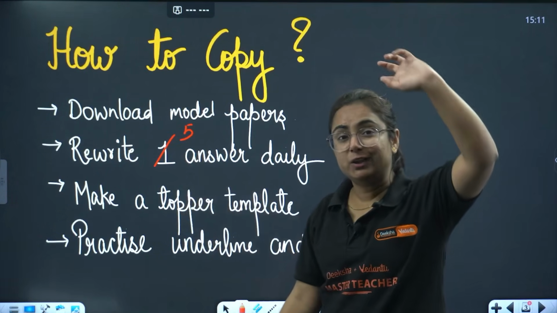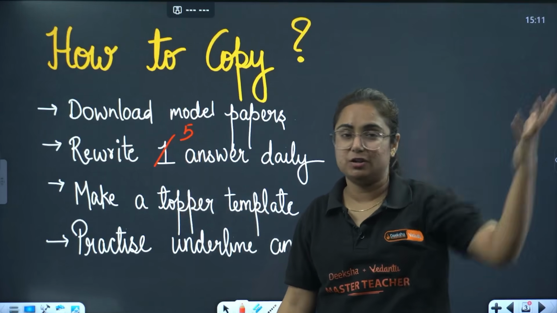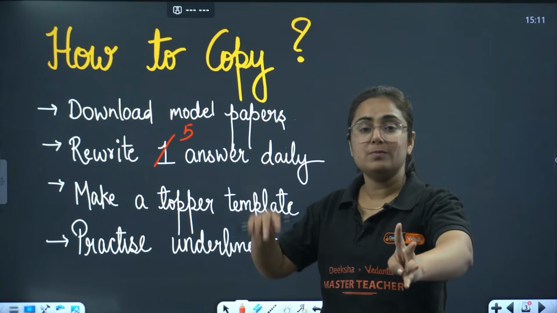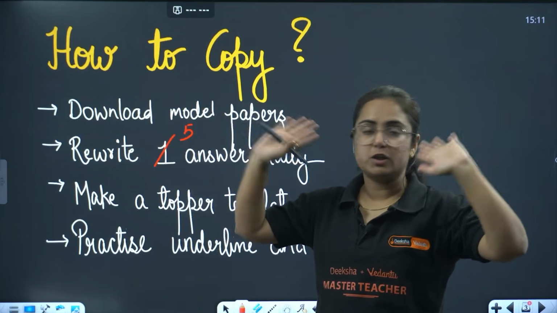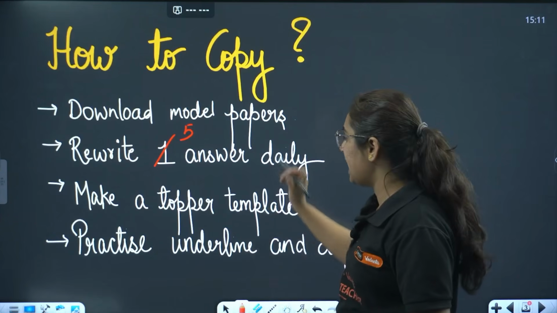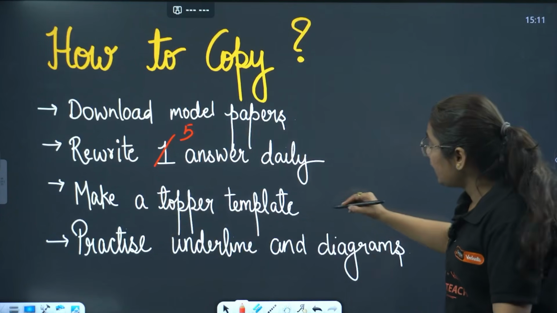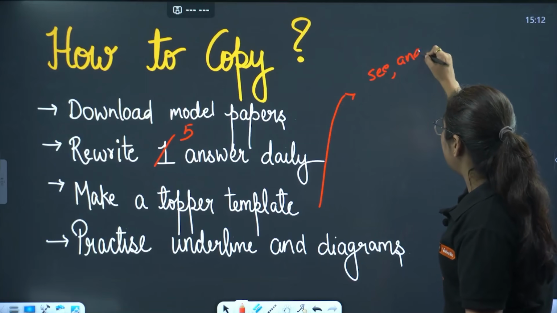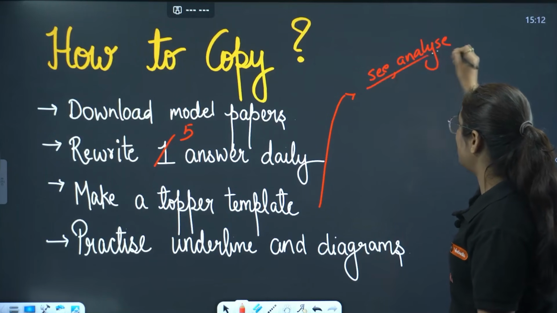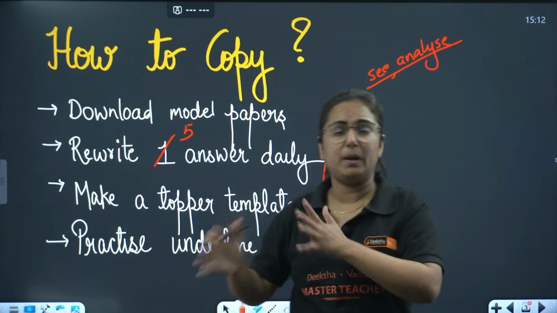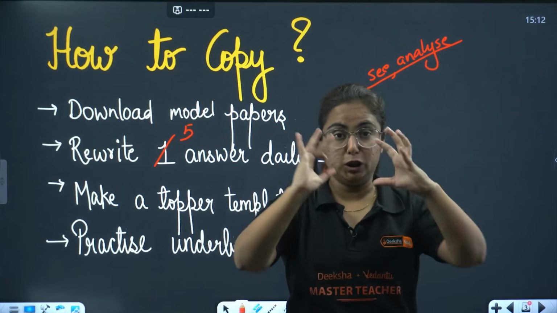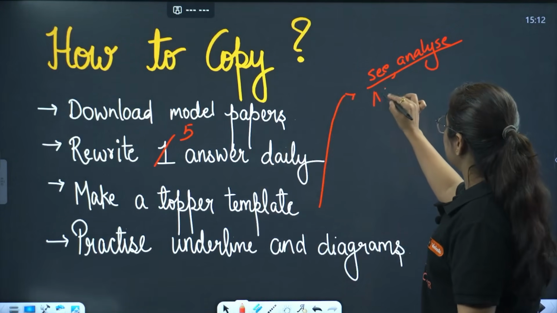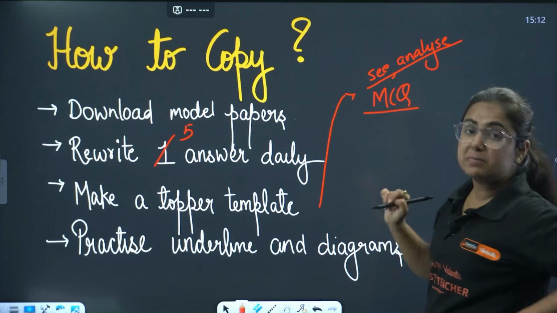This was something you needed to do at the start of the session, but now I need you to write 5 answers daily, either from science, SST or English, whatever you want. Then make a topper template. What I mean by this is, analyze a topper's copy. Now I have a suggestion: do not go for so many copies. Choose one, whichever you like, where the presentation is very good, and see what the format of that topper is for writing MCQs.